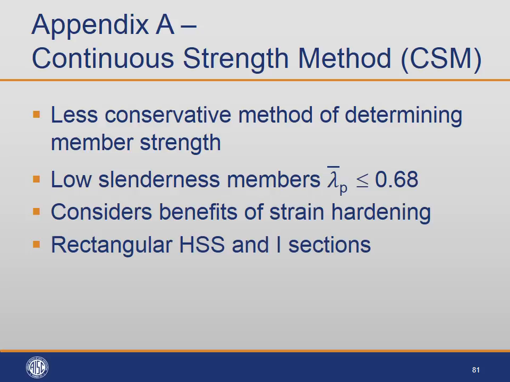So I mentioned there was an appendix, and this is Appendix A, which gives you the opportunity of a less conservative design method. It only applies to rectangular hollow sections and to I sections, and for members with a low cross-sectional slenderness. That's what lambda bar P is. But it does give you 10, 15 or so percent increased resistance by taking into account the benefits of strain hardening.